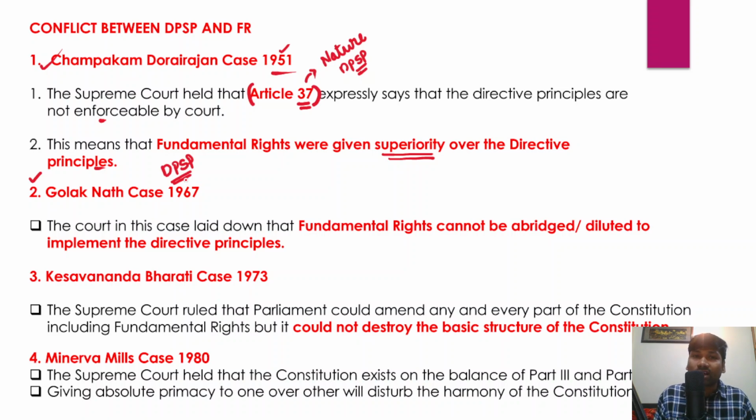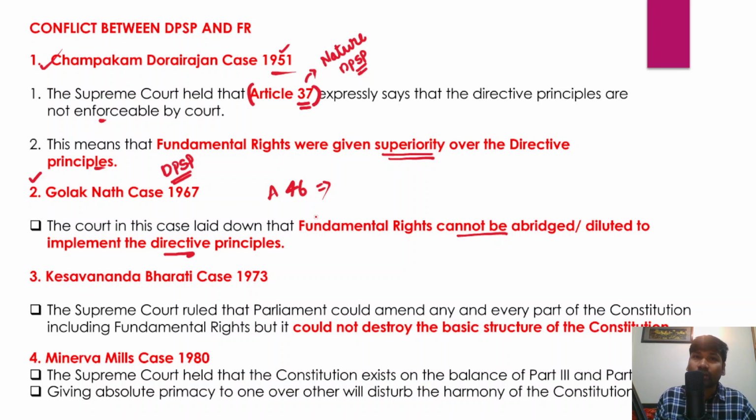So what is this Golaknath judgment of 1967? In this particular judgment, the Supreme Court has laid down that fundamental rights cannot be abridged or diluted for the implementation of directive principles. Now, there's always a dispute, a conflict between the fundamental rights and the directive principles of state policy, because there are some directive principles, for example Article 46. It talks about the economic and social welfare of the marginalized sections of the society.